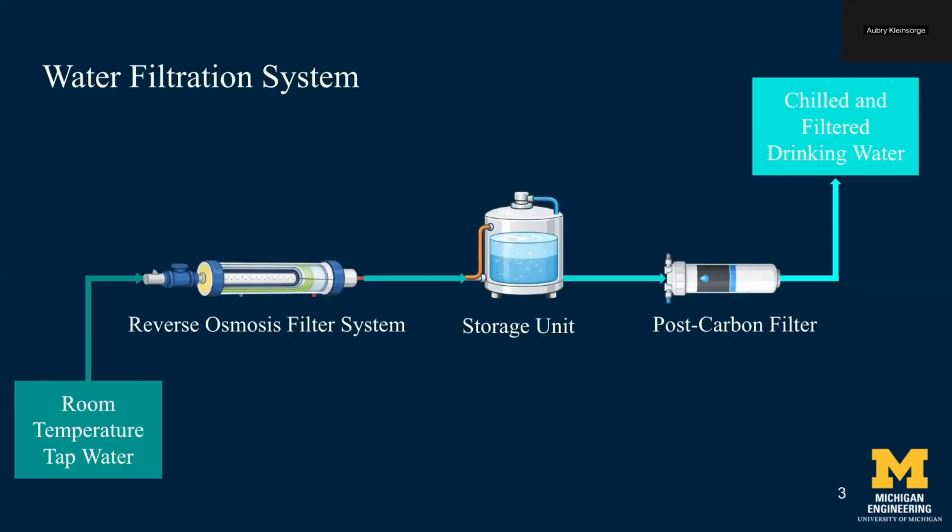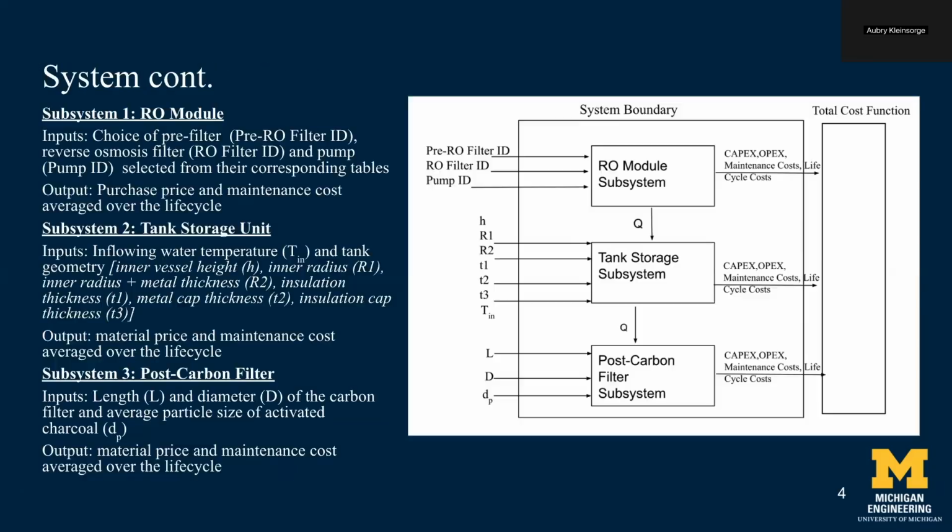Our system is designed to take in a normal household's tap water and output a chilled, filtered drinking water, with the mechanisms in between lying within our system boundary. Our first subsystem is a reverse osmosis module that looks at combinations of pre-filters, reverse osmosis filters, and pumps.